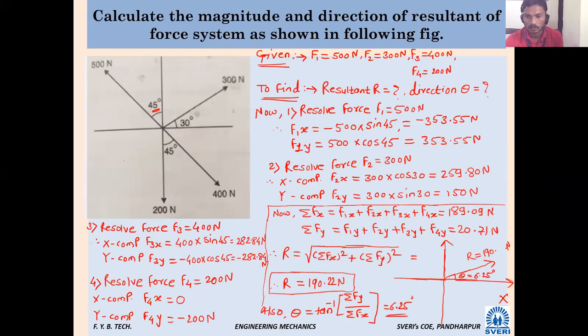No, sir. Anybody got some other answer? Very simple. Problems are very simple. Only careful calculation is required. Your calculation you should go for very carefully. Otherwise, it is very simple. Have you understood this? Yes, sir.